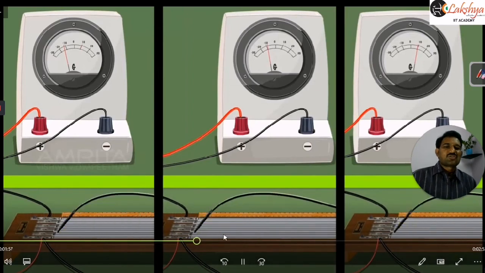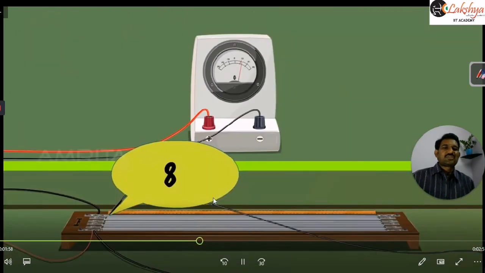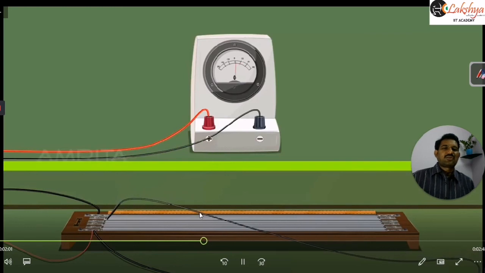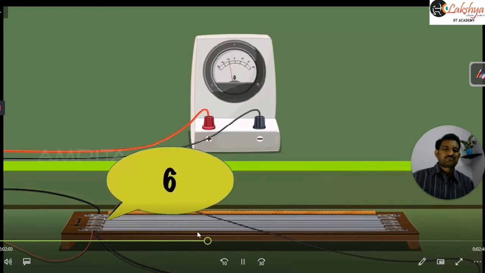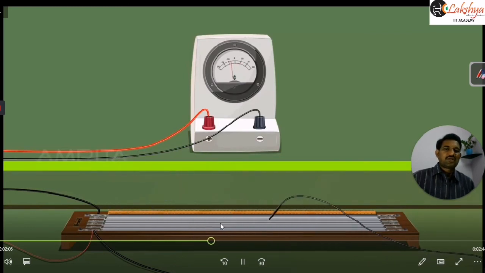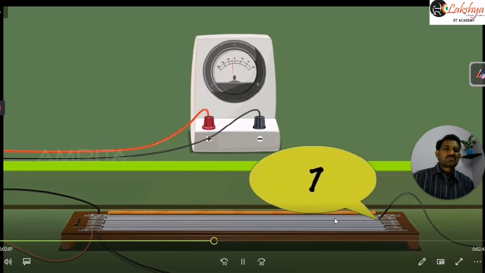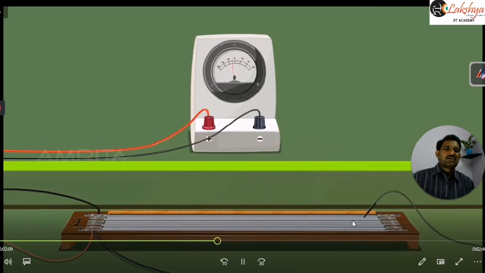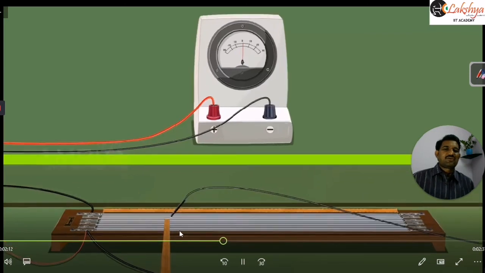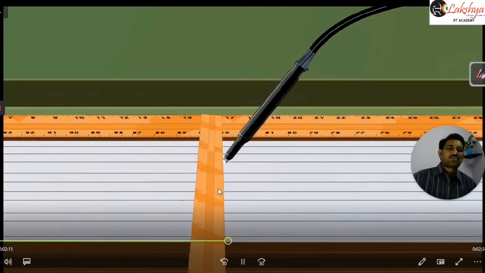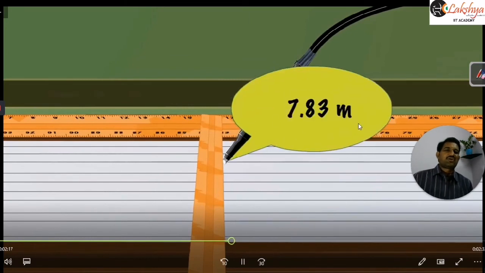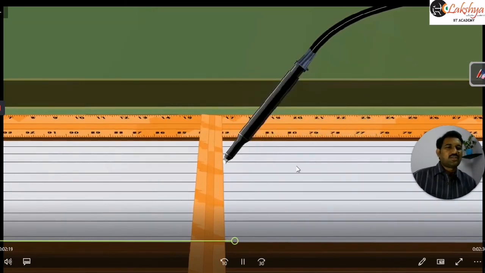So we measure carefully between 6 and 8, and where this galvanometer shows a 0 reading. Between 6 and 8 only that balancing length will be there. Suppose you are getting a balancing length somewhere here on the 7th wire, for example; then we note the balancing length for this. So 7.83 meters, for example, we are taking. This is again an example only.